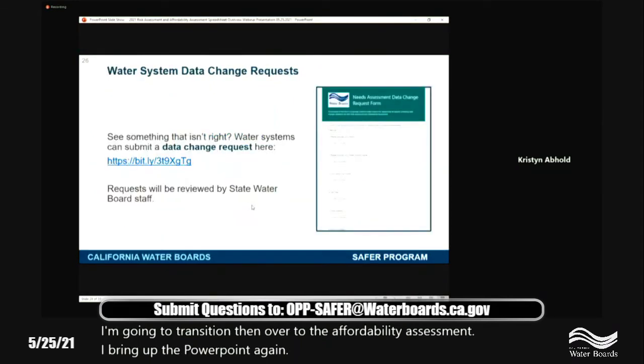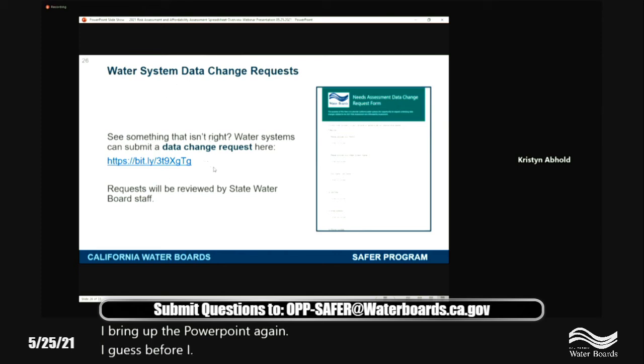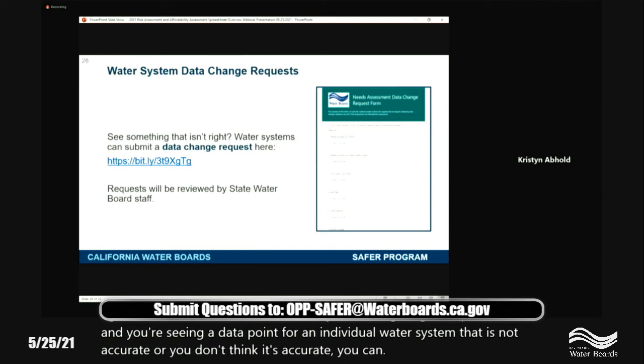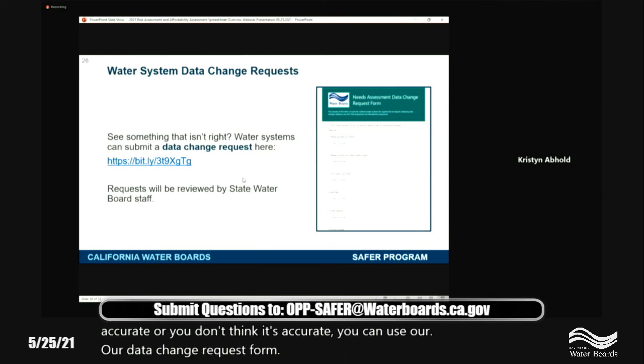I guess before I move there, if you're navigating the spreadsheet and you're seeing a data point for an individual water system that is not accurate, or you don't think it's accurate, you can use our data change request form to submit a request to have that data changed in the risk assessment.